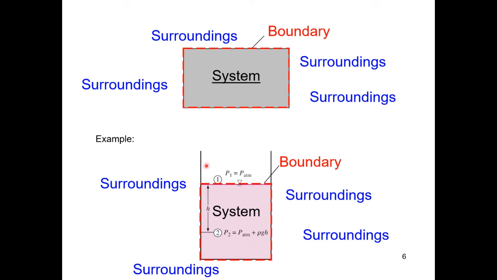Okay, so for example, the water is what we consider as a system. We want to measure the pressures from point 1 to point 2, and with increasing depth, we have more pressure at P2. So this is what we consider as a system, and we have a boundary on top which interfaces with the surrounding. The surrounding is the ambient air, the normal air around us. So that we call the surroundings.